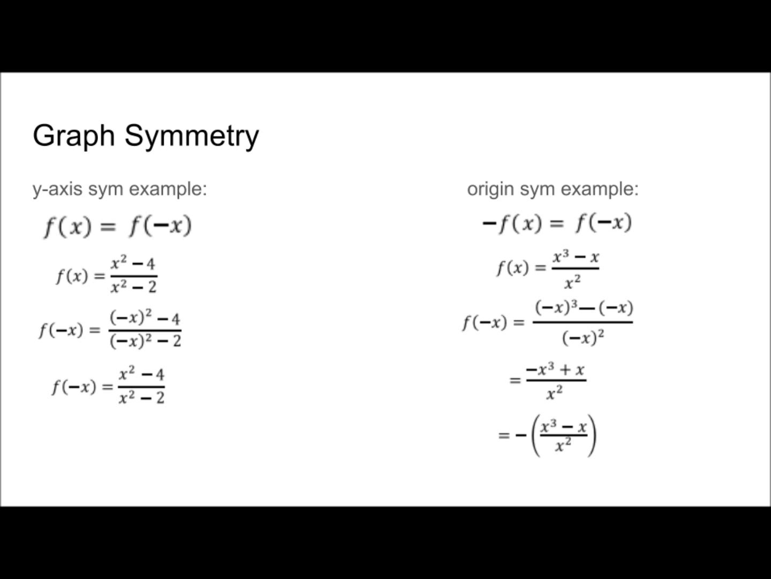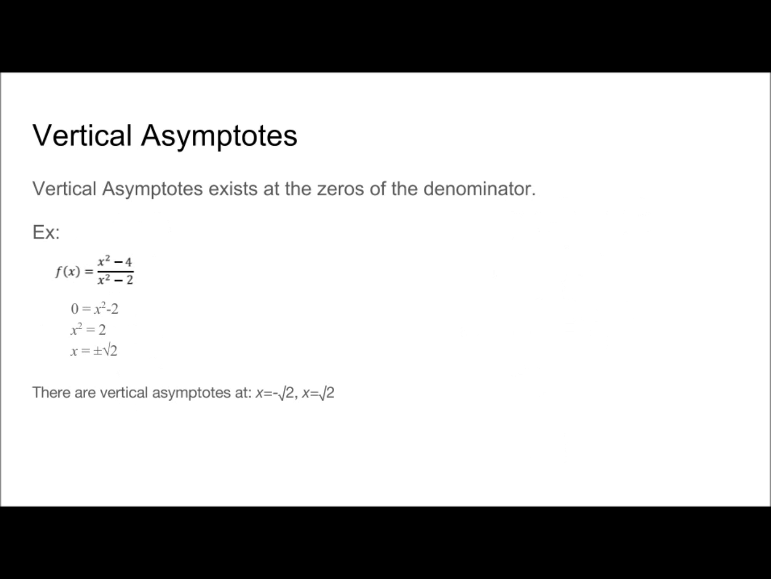For origin symmetry, f of x equals x cubed minus x over x squared. Negative x cubed minus negative x over negative x squared is f of negative x. And this simplifies to negative x cubed plus x over x squared, and this is the opposite of the original function, so therefore this is origin symmetry.